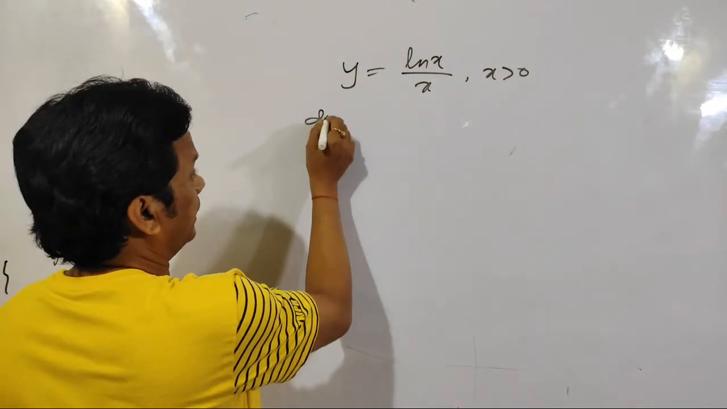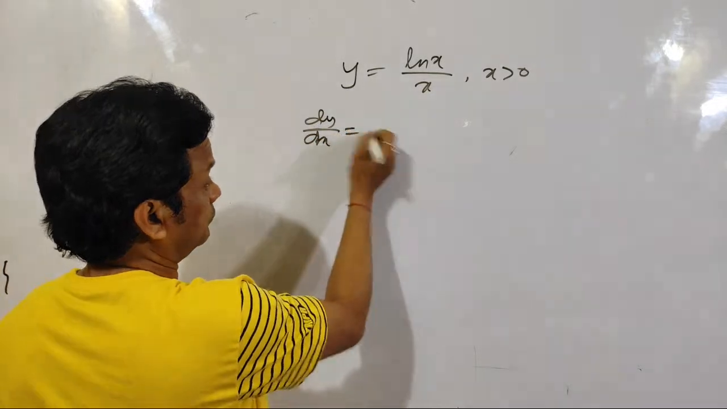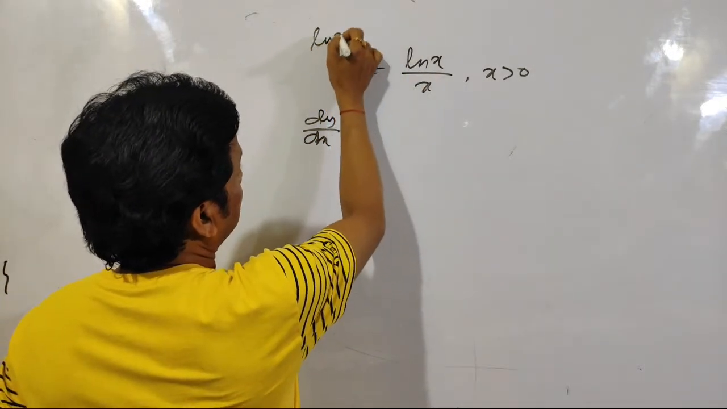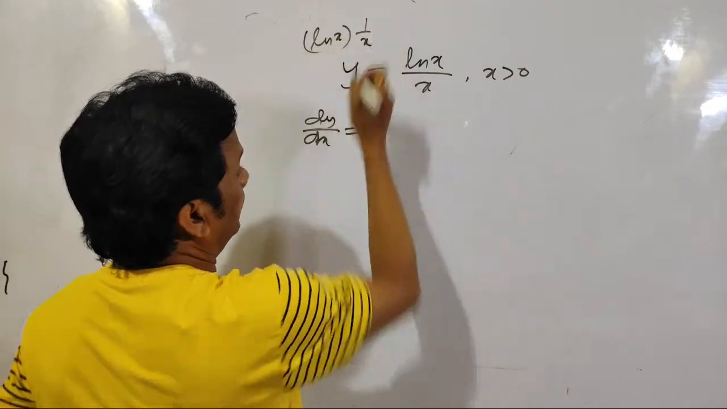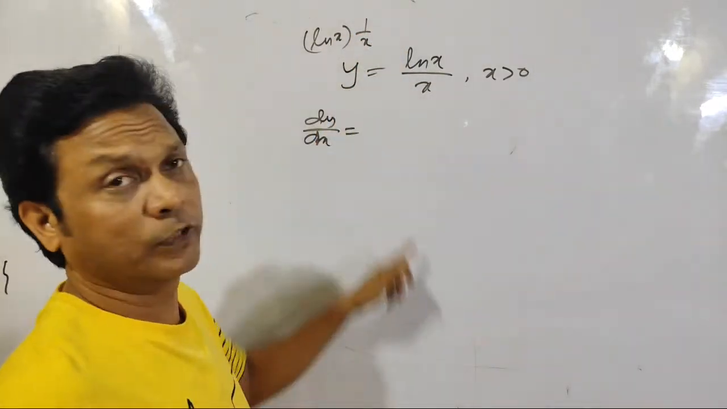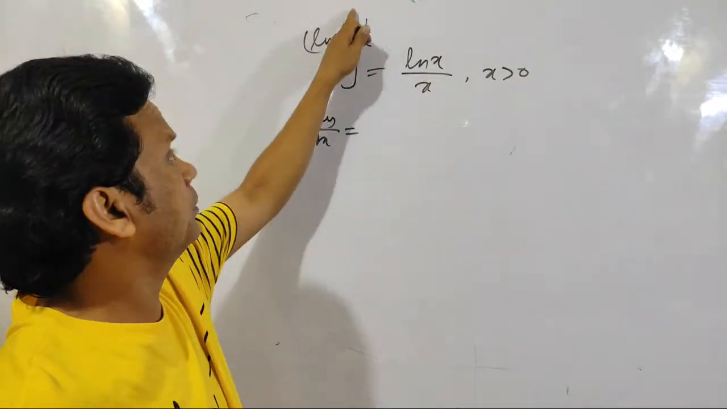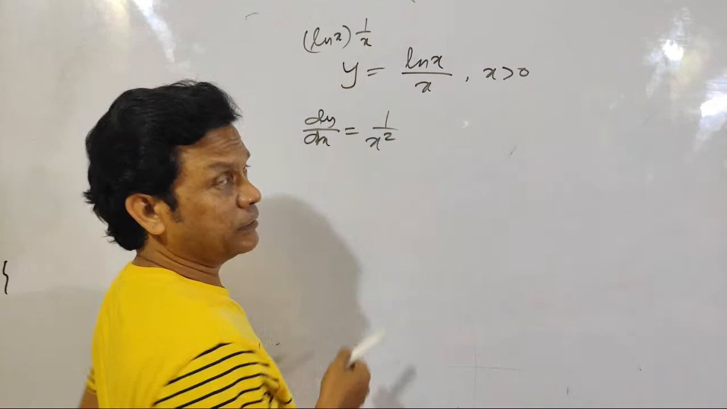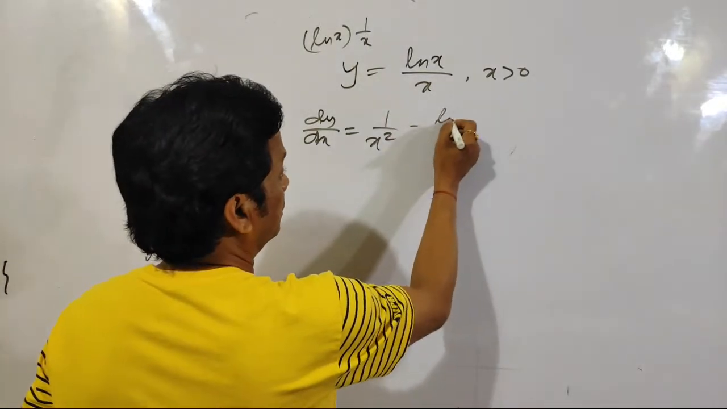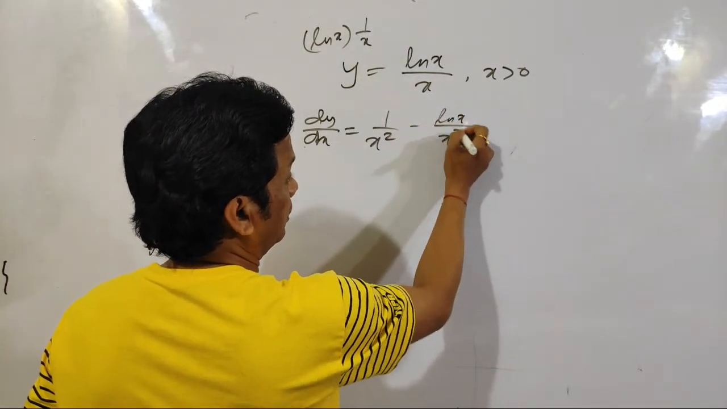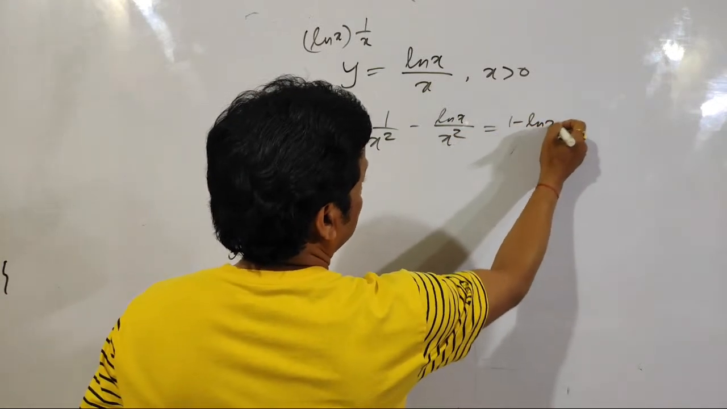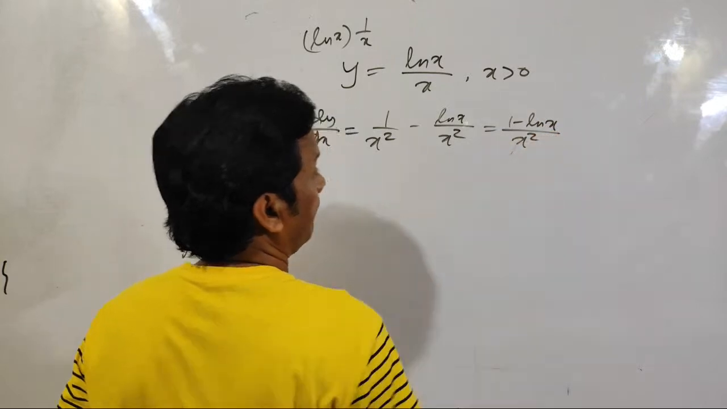Okay, so let us see what is the derivative. I am writing this one as ln x into 1 by x. I am applying the UV product rule. Derivative of log x is 1 by x. 1 by x into 1 by x is 1 by x square. And derivative of 1 by x is minus 1 by x square. So minus ln x by x square. So this can be written as 1 minus ln x by x square.